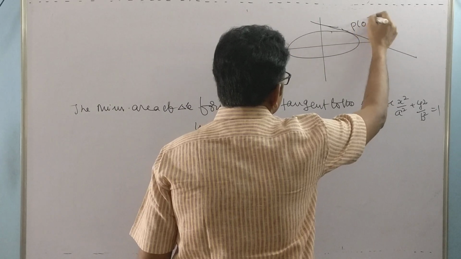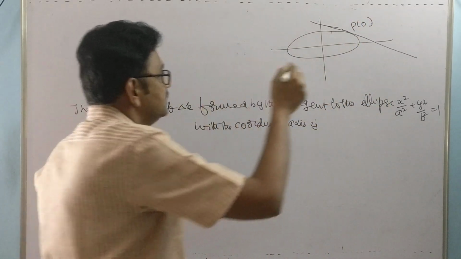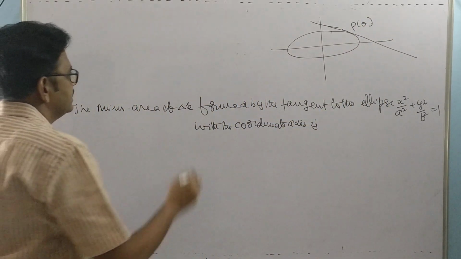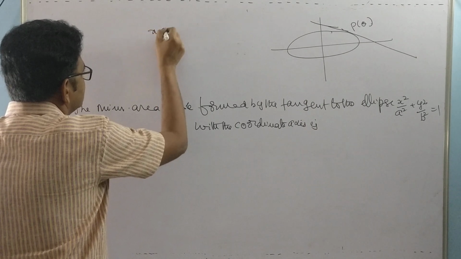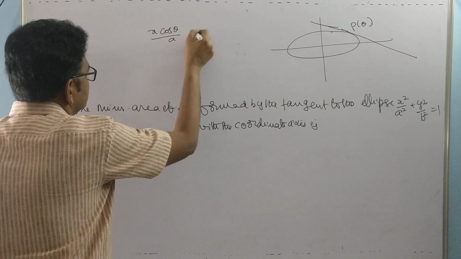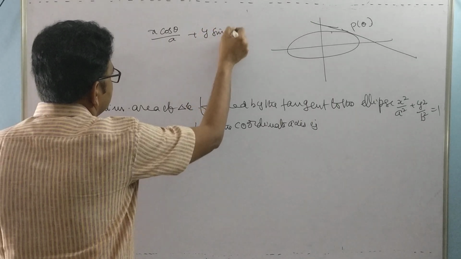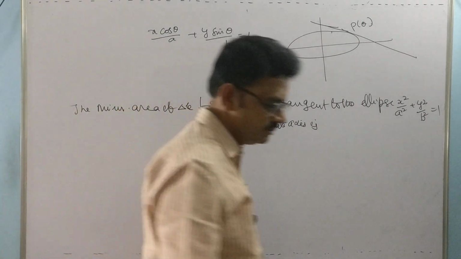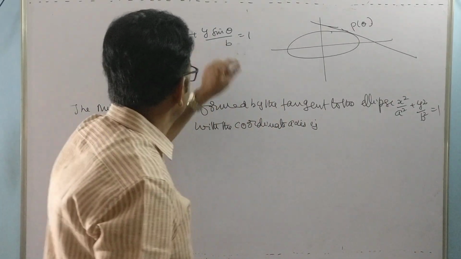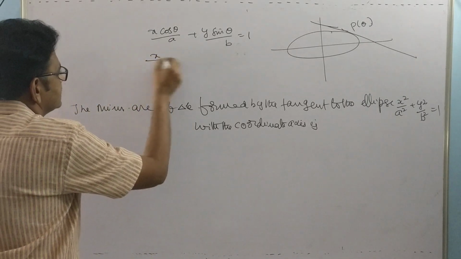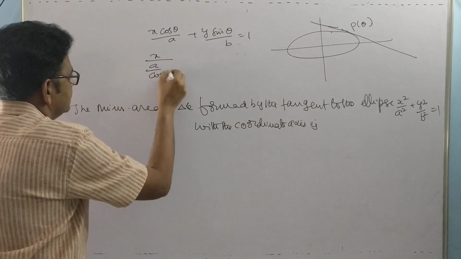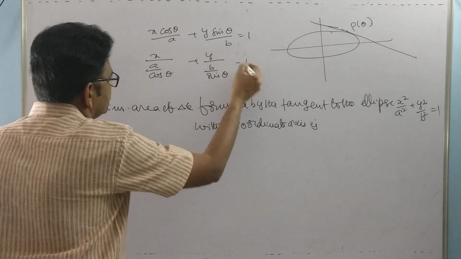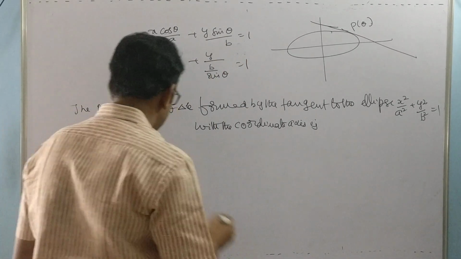Let the point be, just like the previous sum, P theta. What is the equation of the tangent at the point theta? x cos theta by a plus y sin theta by b is equal to 1. This is the equation of the tangent at the point P theta. So this is x by (a by cos theta) plus y by (b by sin theta) equal to 1.